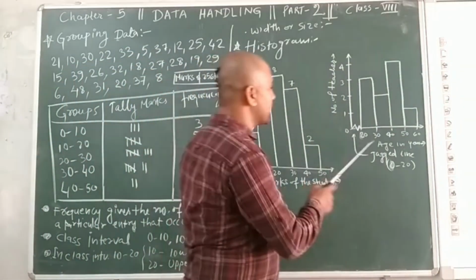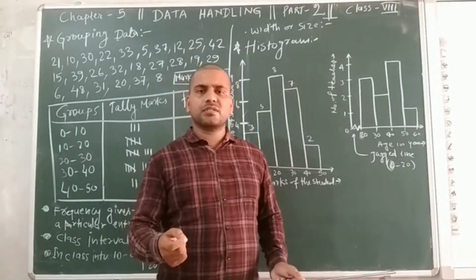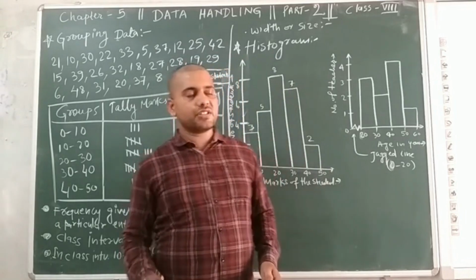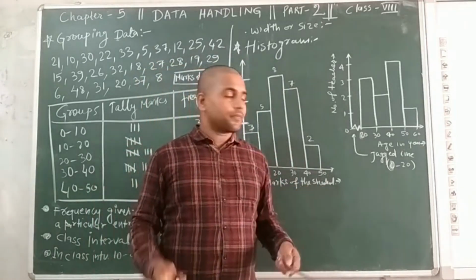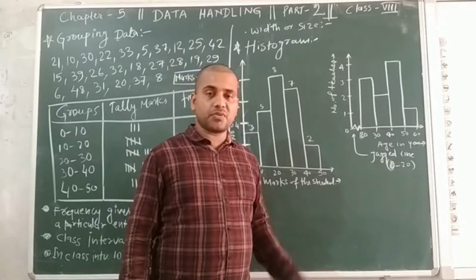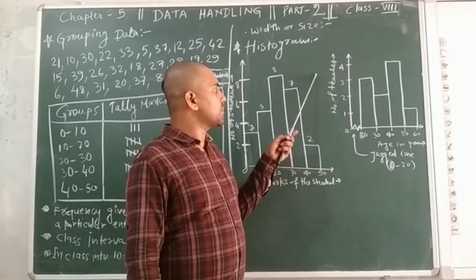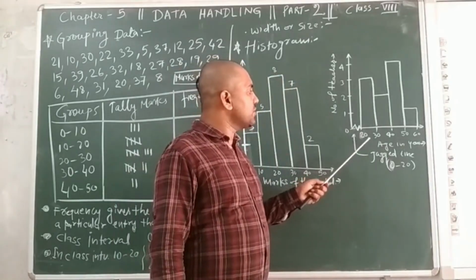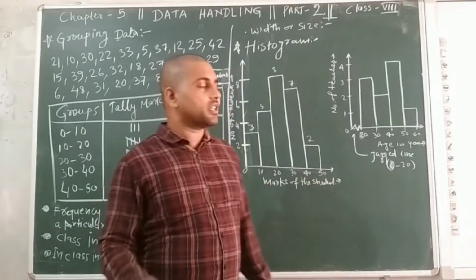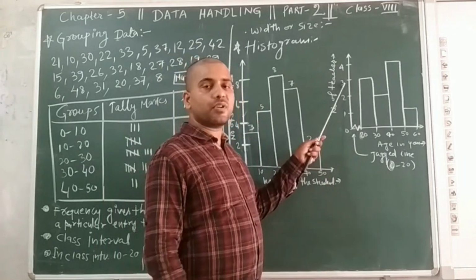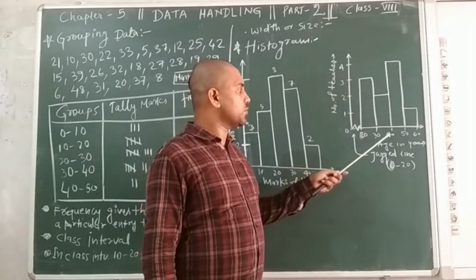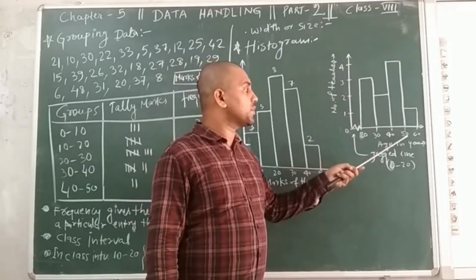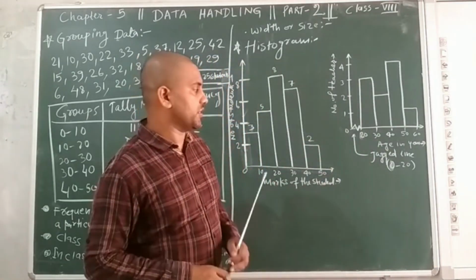One more example you can see. Suppose in a small school there are some number of teachers and their ages. We have to give some information about that. So number of teachers and ages in years. Teachers whose age is 20 to 30: number of teachers 3. 30 to 40: 2. 40 to 50: 4, and 50 to 60: 1.